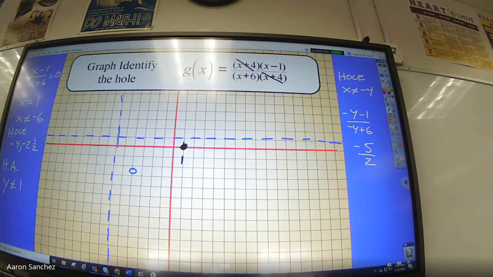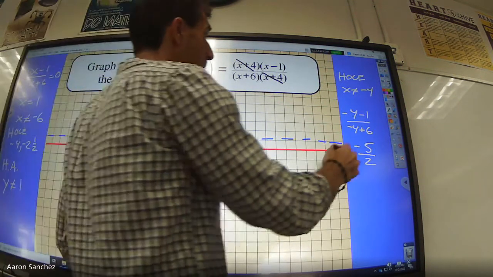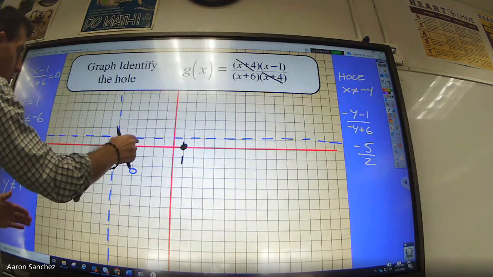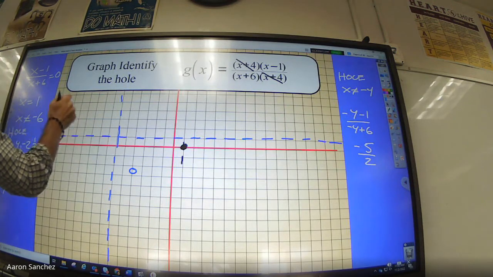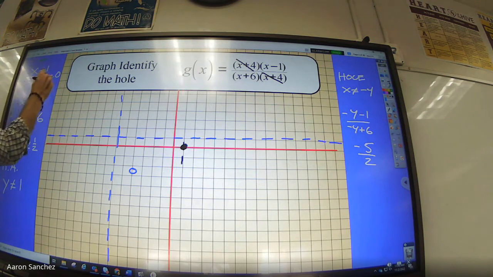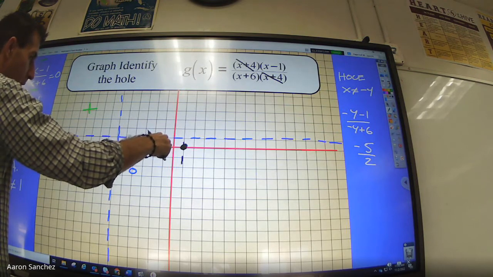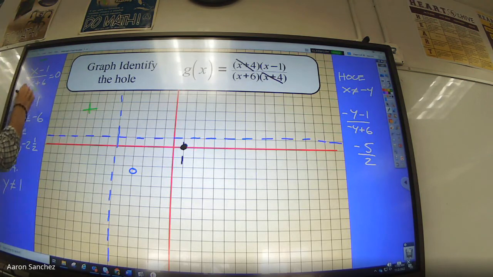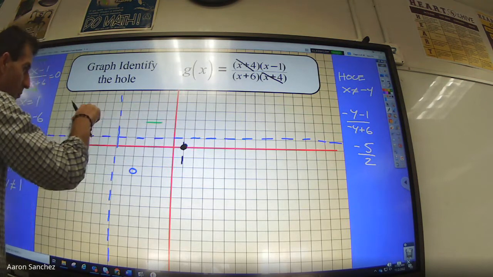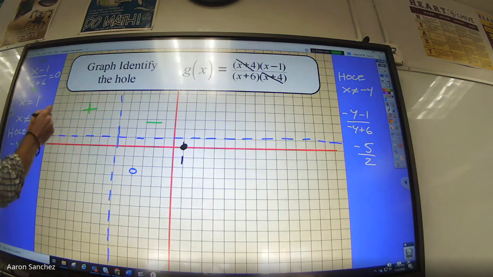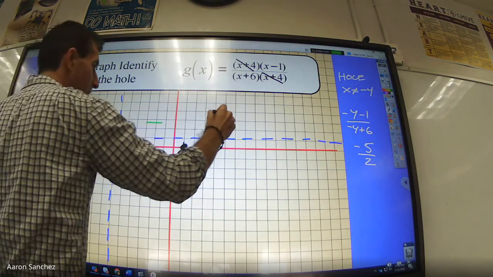There's my hole. So let's test the limits. I'm going to use this graph here to test the limits. I'll try green, see how green shows up. Let's do negative a million: negative, negative, positive. Between negative 6 and 1, let's do 0: negative, positive, negative. Note it flips. Look at that asymptote there. Let's do a million: positive, positive, positive.